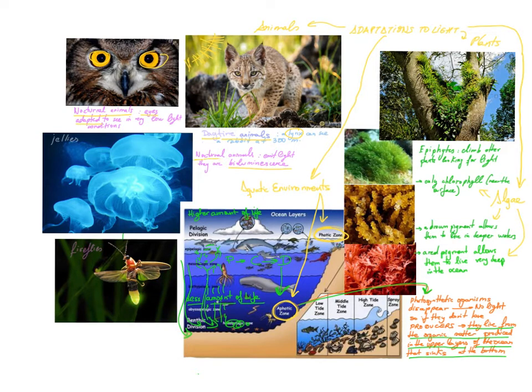Another adaptation of nocturnal animals is that they can emit light. They are bioluminescent, such as jellies, for example, or fireflies.